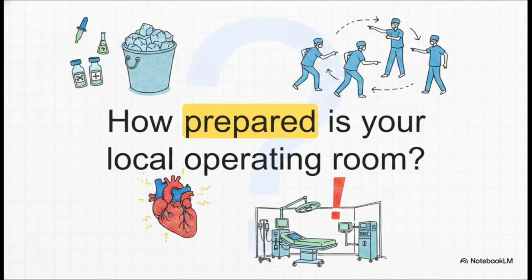So, I want to leave you with this final provocative thought. If a seemingly routine surgery can suddenly demand 12 vials of a rare antidote, massive containers of ice, and a highly choreographed emergency response from every single person in the room, how prepared is your local operating room? Understanding the intense anatomy of an emergency like malignant hyperthermia really makes you deeply appreciate the rigorous, life-saving protocols these medical professionals master.